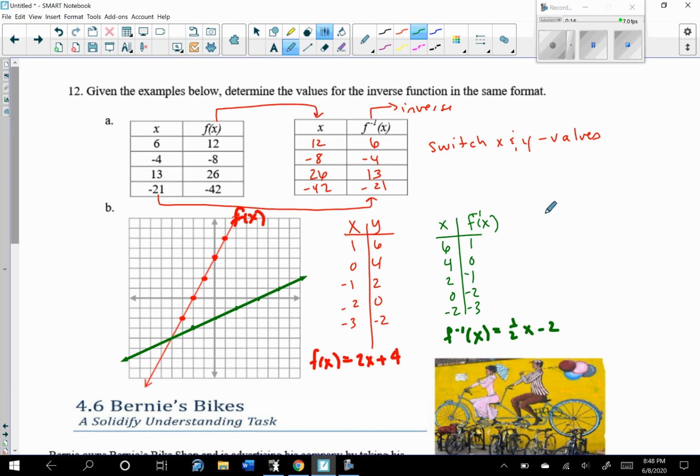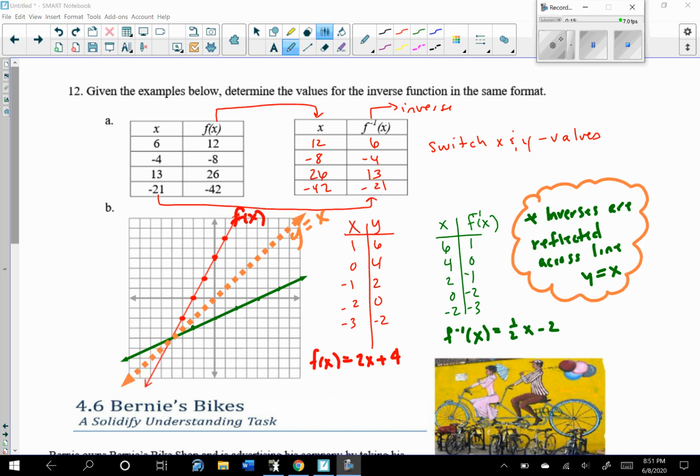And something else that we haven't talked about yet is that inverses are reflected across the line y equals x. So you can see if we draw the line of reflection in, you can see that this is a reflection across the line y equals x, and that is true for all inverse equations.